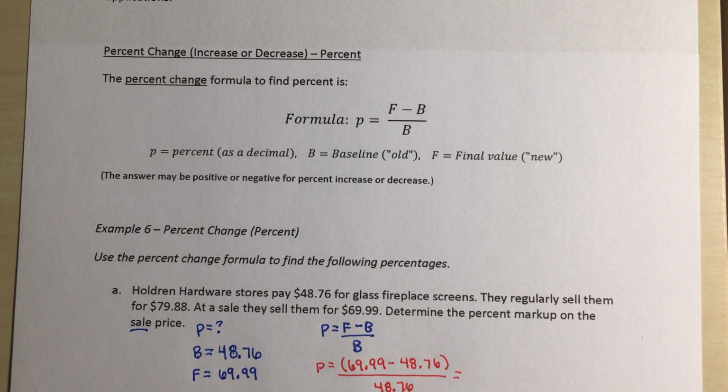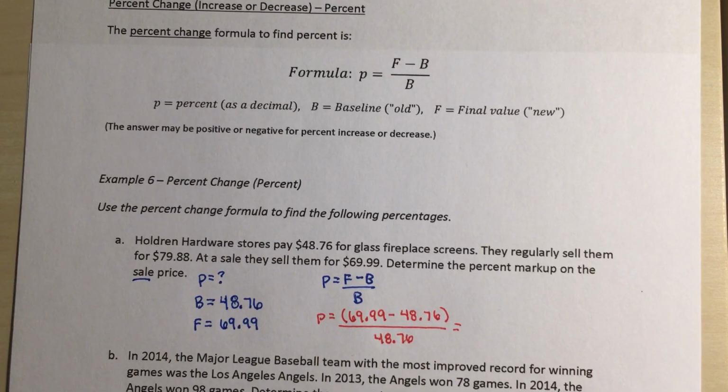The reason I put parentheses around the numerator is that if you are typing this into a calculator, doing it all in one step, you do want to make sure that you are putting parentheses around this top part. Because if you do $69.99 minus $48.76 divided by $48.76, you're just going to end up with $68.99, which is not going to be the correct answer. So if you're typing it into a calculator all in one step, you definitely need to include these parentheses. If you want to do it as a 2-step problem, you can do the subtraction first, hit the equal sign, and then do the division.